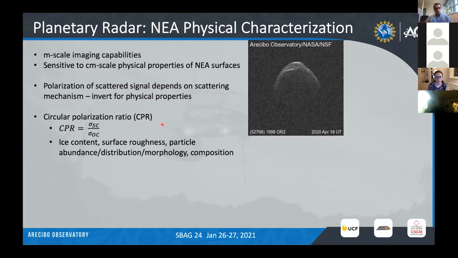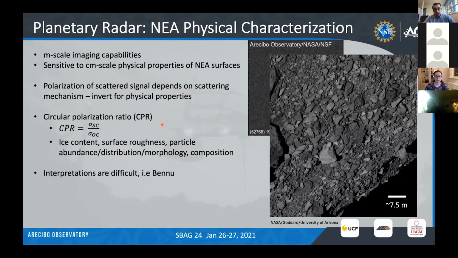So the convolution of all of these various factors influencing the CPR makes physical interpretations of these measurements difficult and oftentimes ambiguous, as was recently exemplified for Bennu, where pre-OSIRIS-REx radar observations measured a very low CPR that was interpreted as Bennu having a very smooth surface, largely devoid of boulders, which is in stark contrast to the spacecraft imagery provided by OSIRIS-REx.